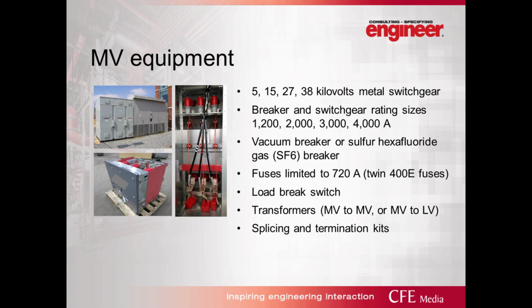You can kind of see that it's just on its side. It's a 1200 amp breaker. It's very large compared to a low voltage breaker. When we look at fuses, they are really limited to 720 amps on medium voltage, and that's actually two 400 amp fuses in parallel together. Once you get above 720, you really have to go to breakers.